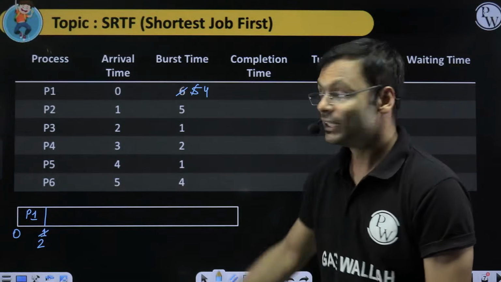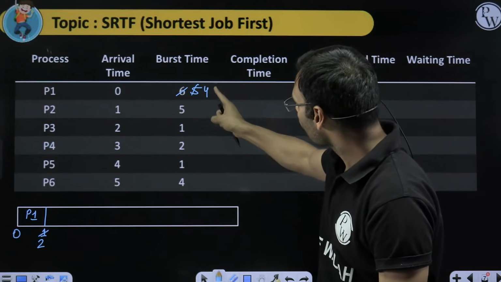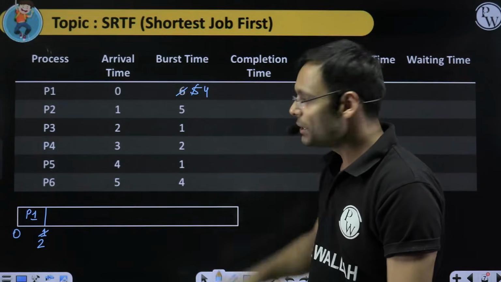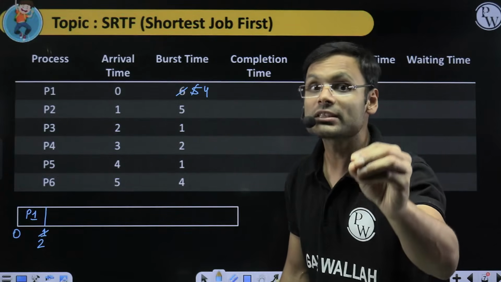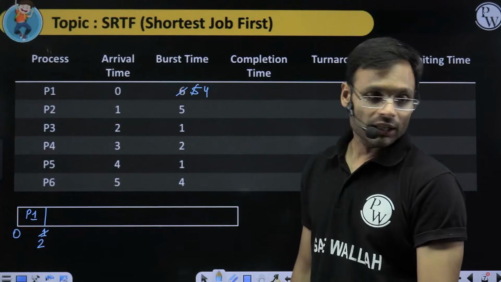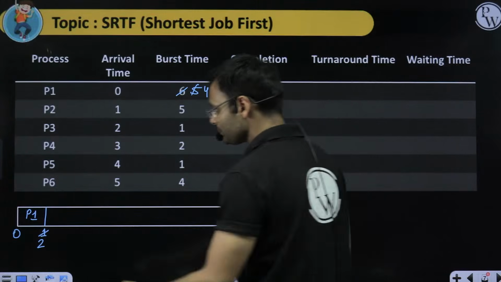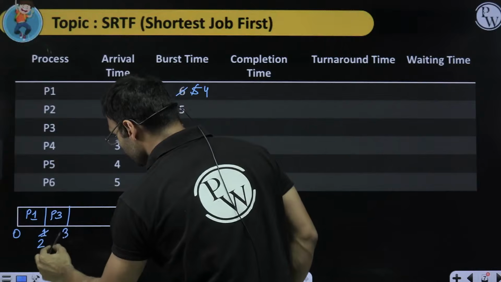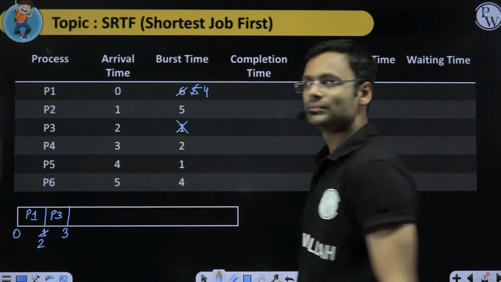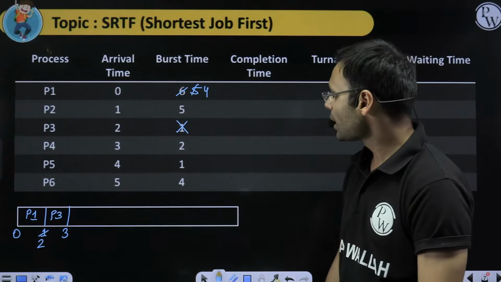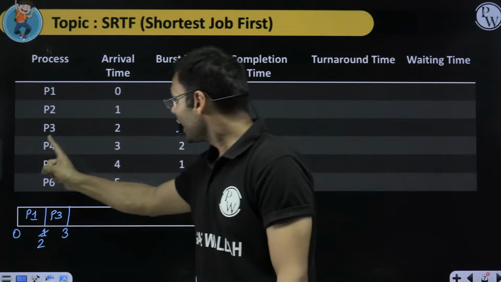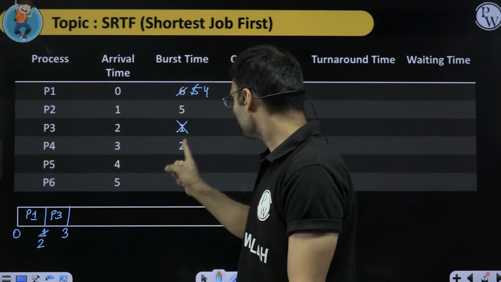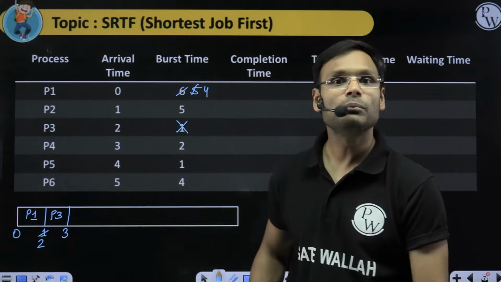What happens? If P1 is remaining with 4, then I will see that P3 which arrived now has a smaller burst time. Let's run P3. P3 will run for one duration till 3 and P3 completed. There is no remaining time now for P3. But at 3, P4 arrived. P4 has burst time 2.